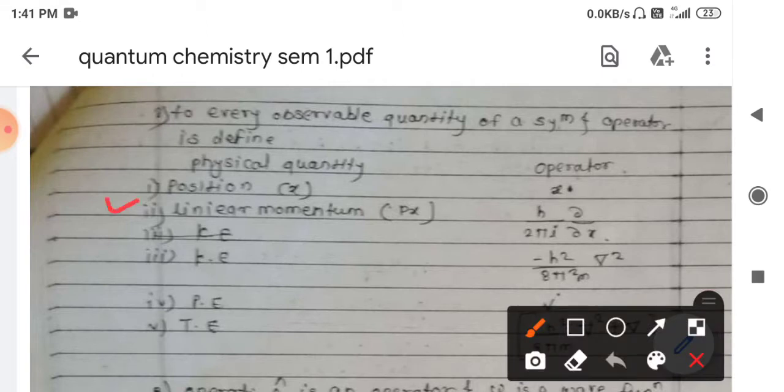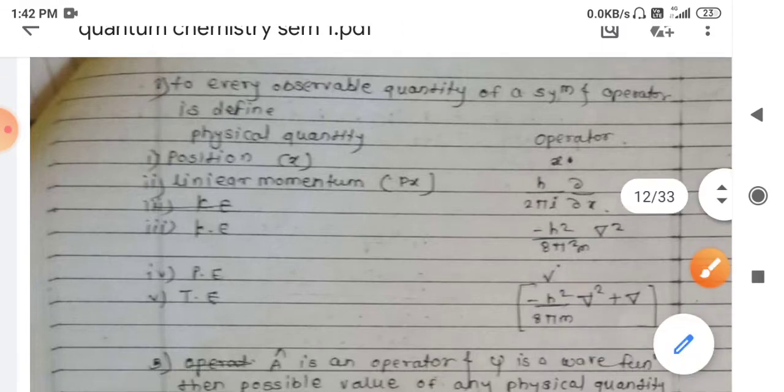Now next, linear momentum. How will you represent linear momentum in classical mechanics? We represent it by px, and the value of momentum is mass into velocity. And the operator which is useful in quantum mechanics is h upon 2 pi i into del by del x, del by del x.